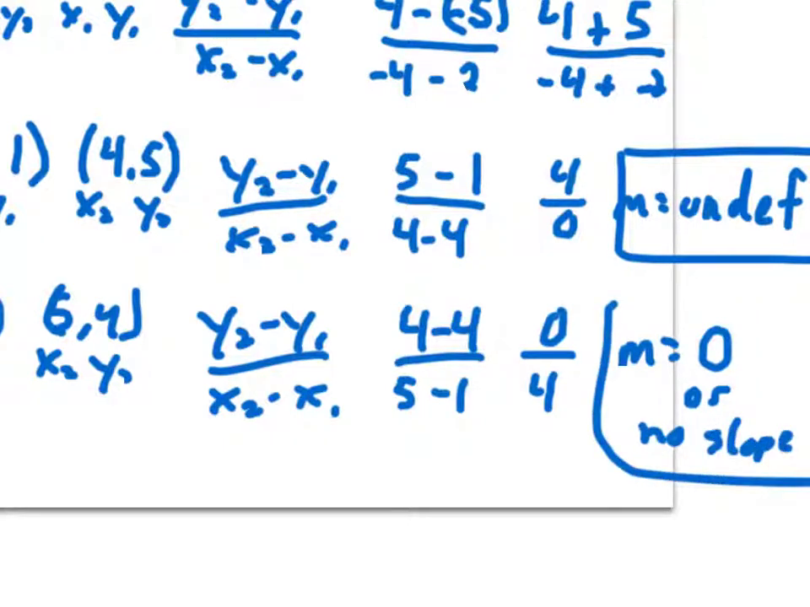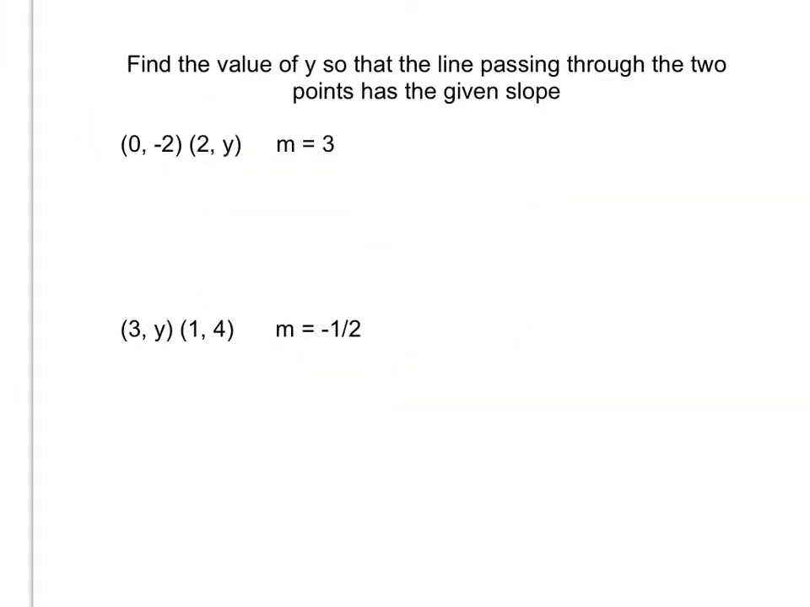Okay, either way. When there's 0 on top, the slope is either 0 or no slope. Those mean the same thing. Alright, now let's go on to one more example. Now these are probably the toughest examples that you'll have on this assignment for slope. So make sure that you really understand these. If you don't, ask questions.